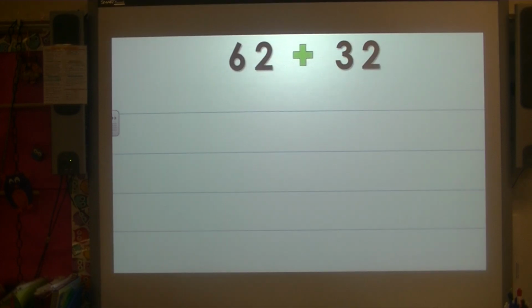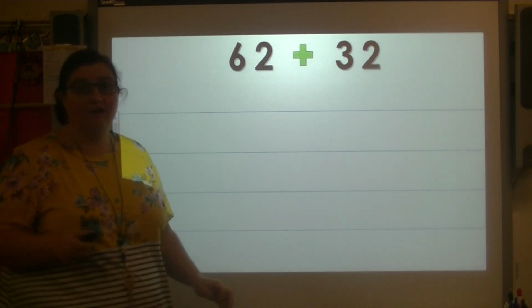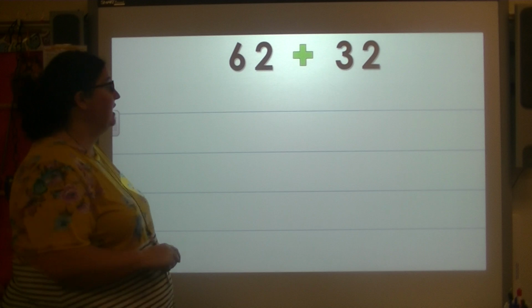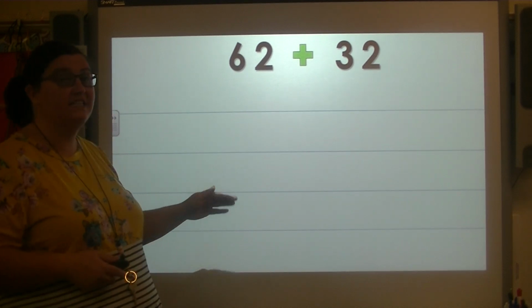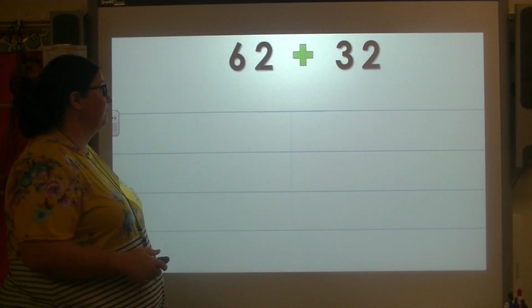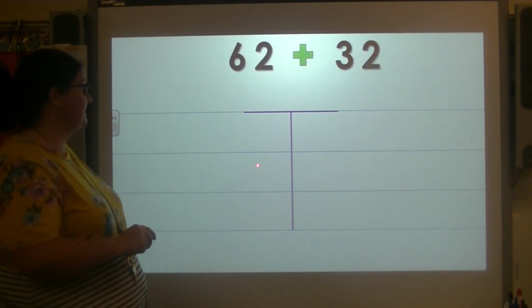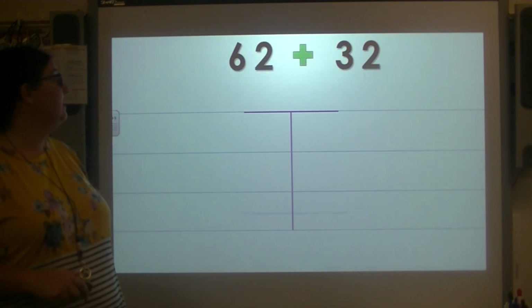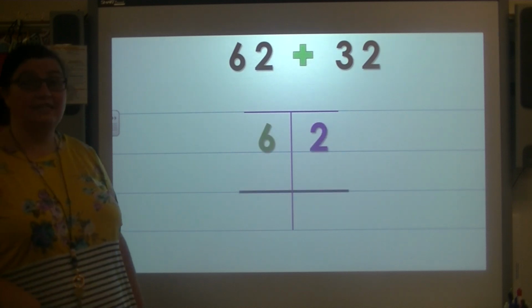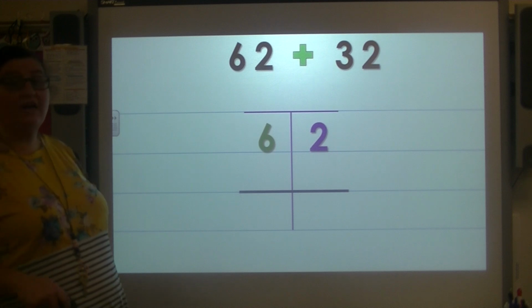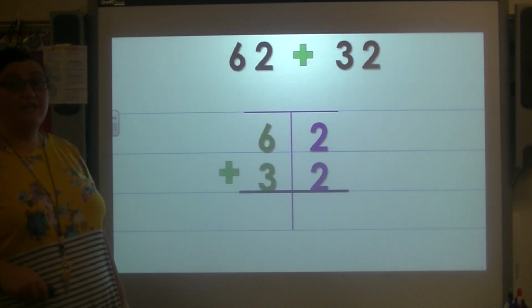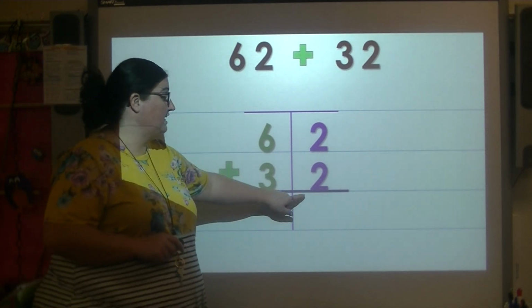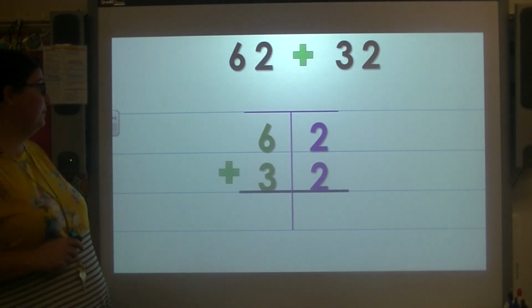And if I have the problem 62 plus 32, all right, I need to add this problem. I can't leave it horizontal like this. I can't add it that way. I need to make it into a column problem and divide my 10s from my 1s. So the first thing I'm going to do is make my T-chart to divide my 10s from my 1s. 62 has 6 10s and 2 1s. 32 has 3 10s, 2 1s. Remember, this is like our equal sign in a vertical problem.